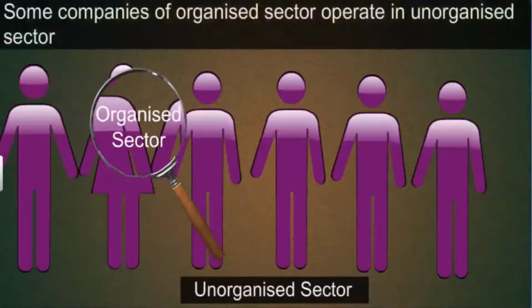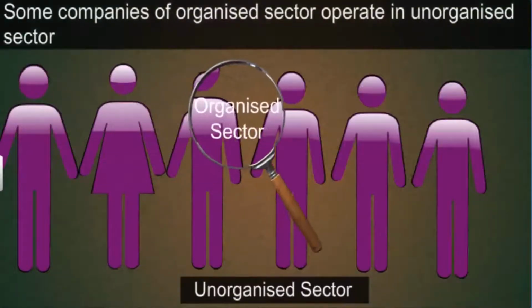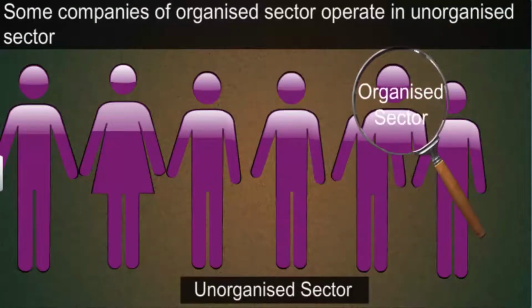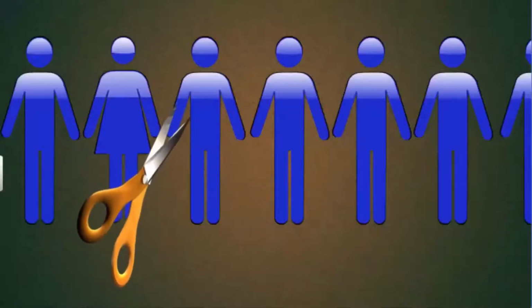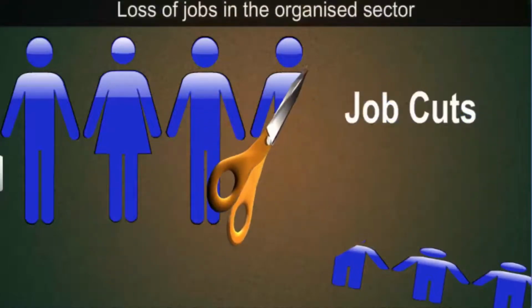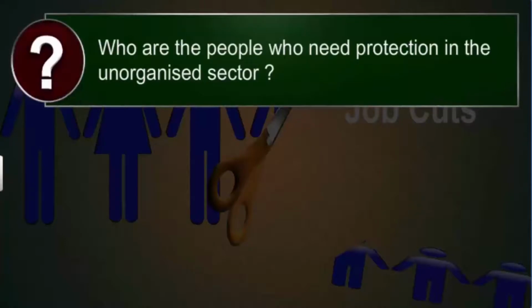Some companies from the organized sector operate in the unorganized sector to save taxes and to avoid giving the employees their due benefits. Since the 1990s, a lot of people employed in the organized sector have lost their jobs and are forced to take up employment in the unorganized sector. Let us now look at the groups of people who need protection in the unorganized sector.